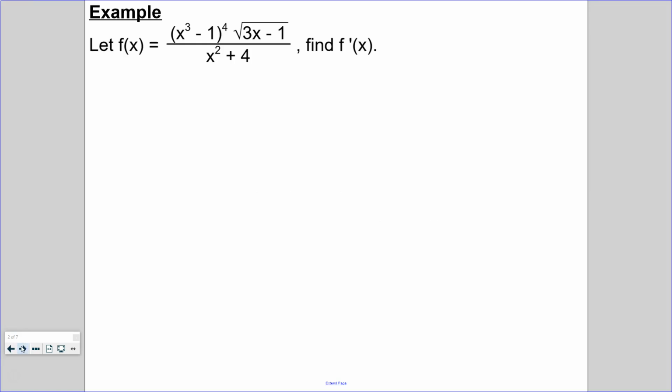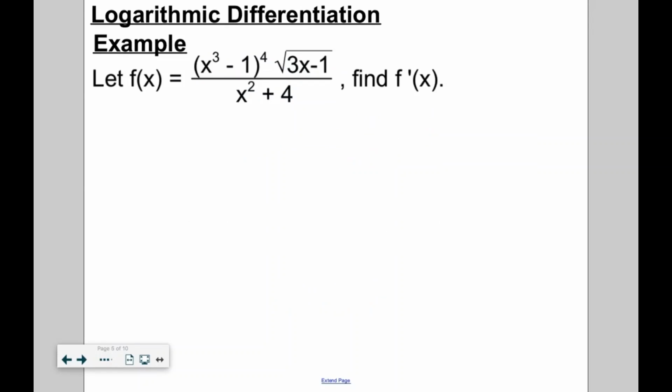Alright, in this video we're going to talk about that second situation where we're going to want to use logarithmic differentiation. And that second situation is we want to avoid using the product rules, the quotient rules, or a combination of both. And as we can see here, we have a combination of both. So, let's dive right in.